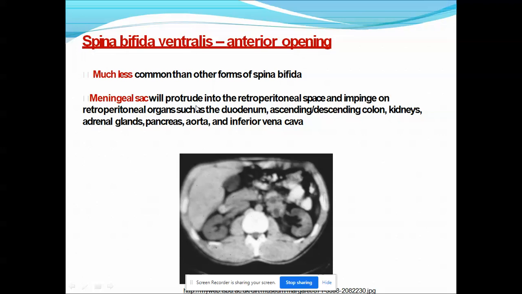The meningeal sac will protrude into the retroperitoneal space and impinge on the retroperitoneal organs such as the duodenum, ascending and descending colon, kidneys, adrenal glands, pancreas, aorta, and inferior vena cava. So anterior to the vertebral body, what all structures are present? These structures: duodenum, ascending colon, descending colon, kidneys, and all. So it will impinge and put pressure on the anterior structures of the abdominal cavity.